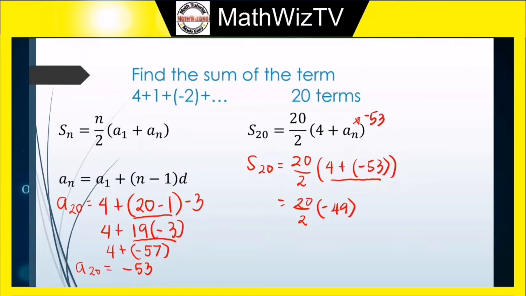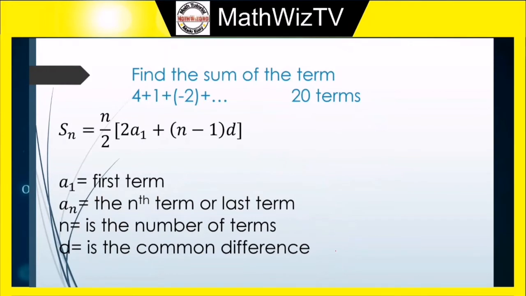And then, after that, we need to solve this one, which is 10. 20 divided by 2 multiplied to negative 49. Therefore, our S20 is equal to negative 490. So as we add 4, 1, negative 2, and so on and so forth, up to the 20th term, the answer is negative 490.